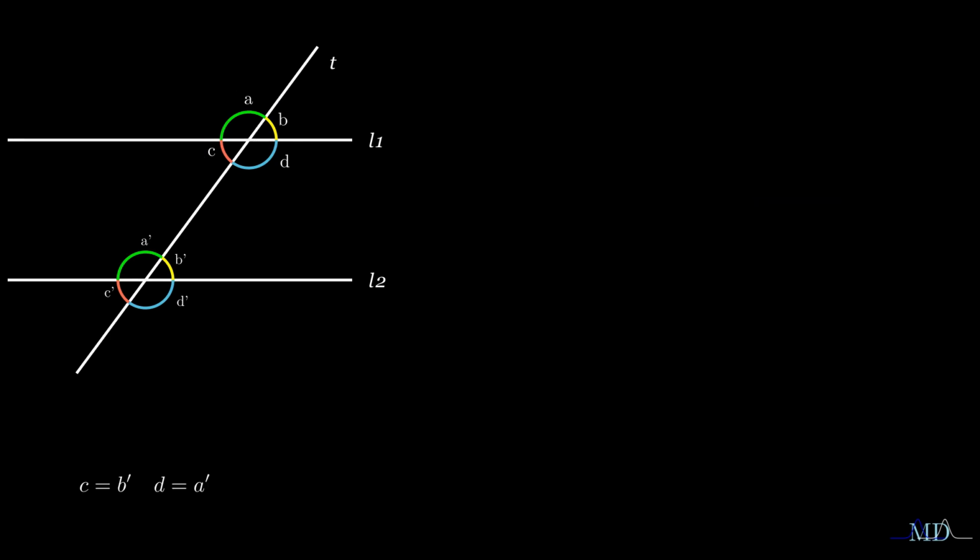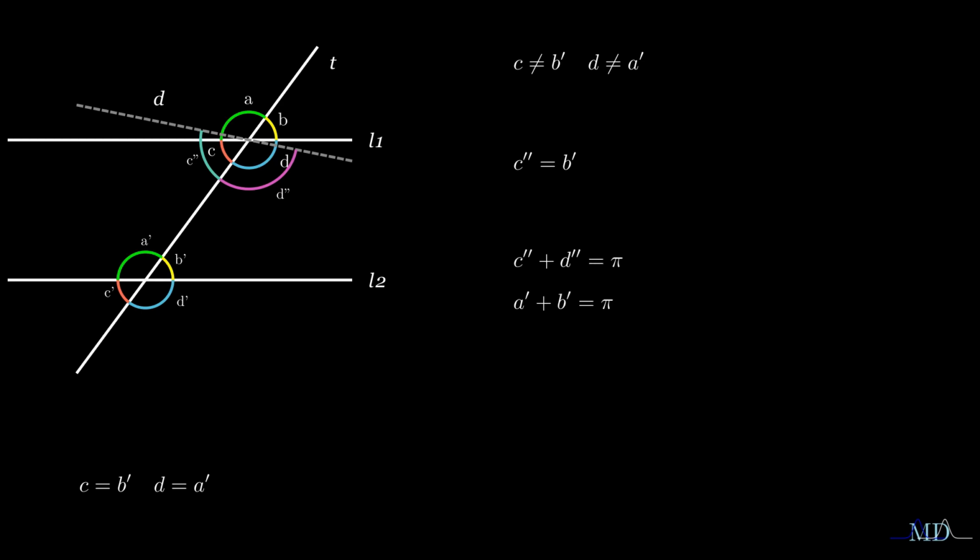If two lines cut by a transversal are parallel, then the alternate interior angles formed in this way are congruent. Again, we'll use a proof by contradiction. Let's suppose that C is not congruent to B prime and D is not congruent to A prime. So we can draw another line such that the new interior angle, C double prime, is congruent to B prime. It follows immediately that A prime and D double prime are also congruent, knowing that A prime and B prime are supplementary angles, and so are C double prime and D double prime.